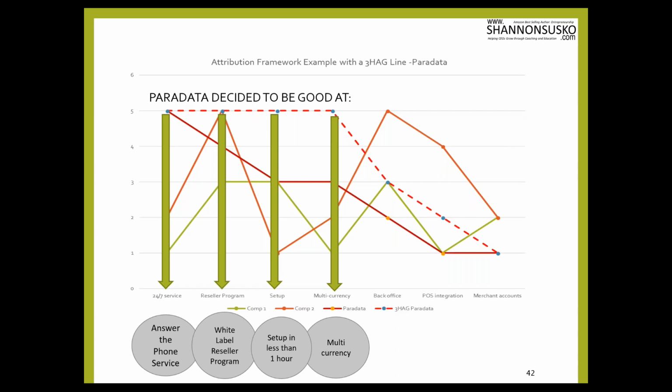Multi-currency: all our competitors out there only facilitated one currency. They were really only located in one country. And our focus was, if we're going to work with large resellers, global banks, and processors, we must be able to facilitate more than one currency. And so these four things became our differentiated activities.